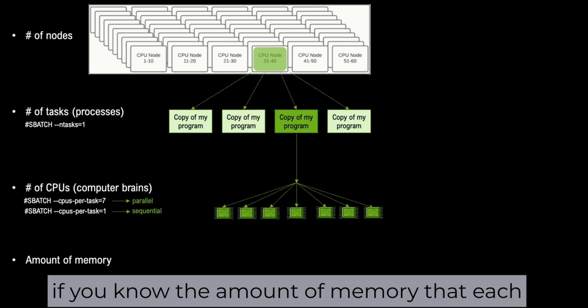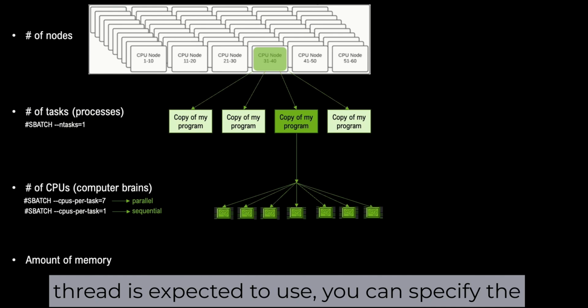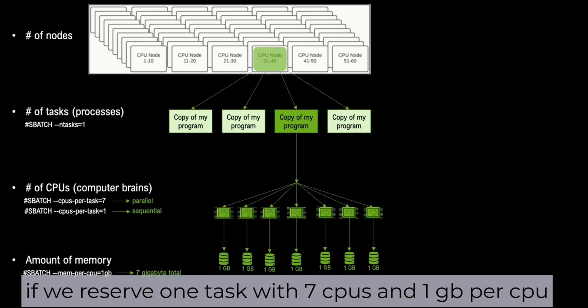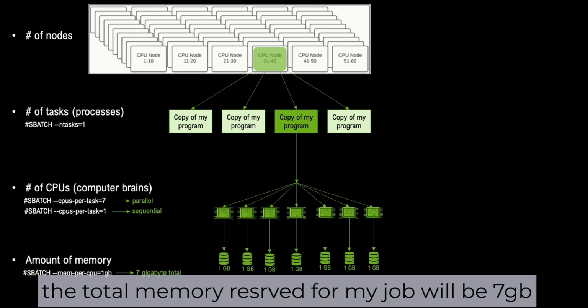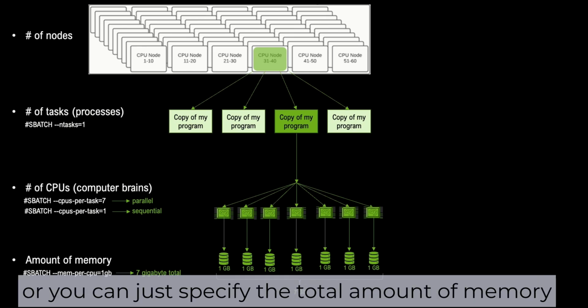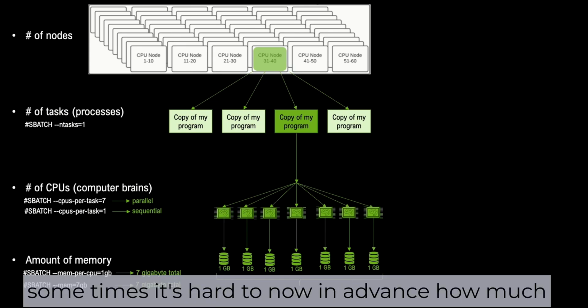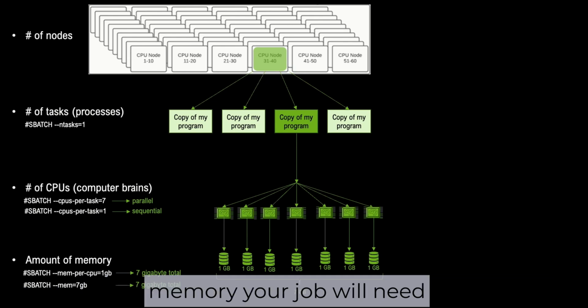If you know the amount of memory that each thread is expected to use, you can specify the memory per CPU needed. If we reserve one task with 7 CPUs and 1 GB per CPU, the total memory reserved for my job will be 7 GB. Or you can just specify the total amount of memory, and the scheduler will figure out how much to give to each CPU. Sometimes it's hard to know in advance how much memory your job will need.